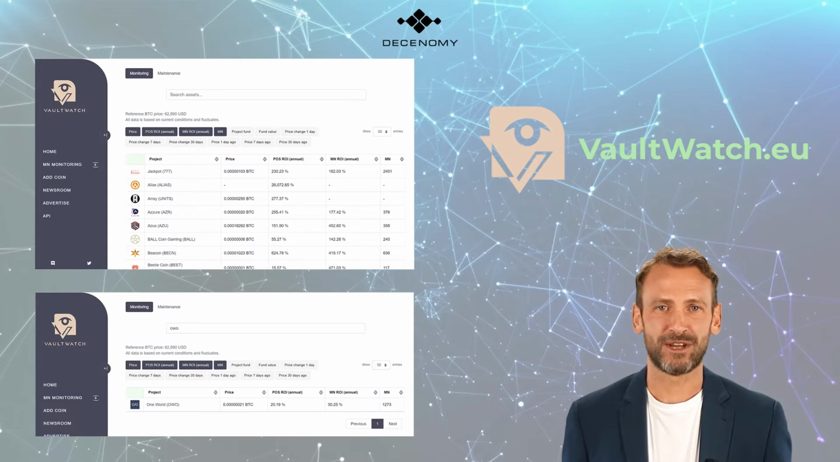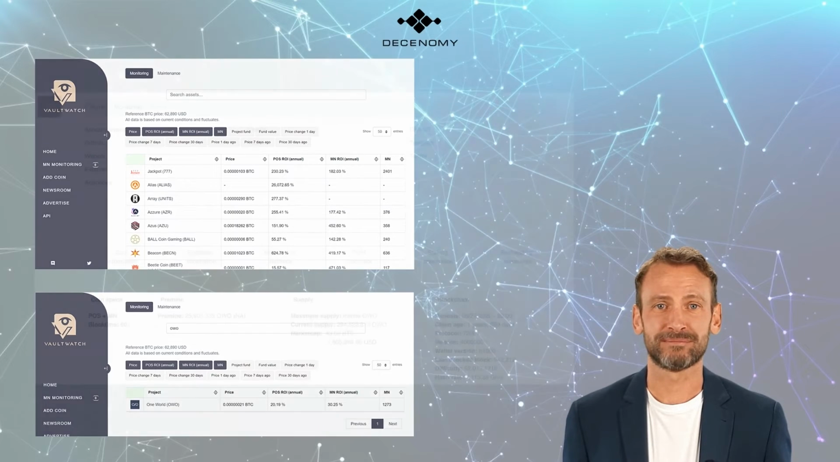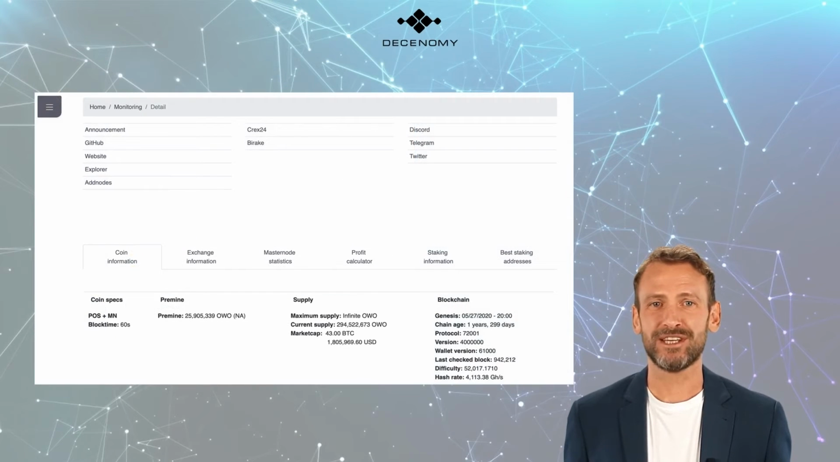For this example though, we are going to look at one world coin, also known as OWO coin. In the search bar type in OWO and then click on the name to go to the coin's details page. Once this is done we can see the basic information of the coin, links and some technical details, as shown in the image. In this guide we focus on staking and show you the main tools offered by VaultWatch.